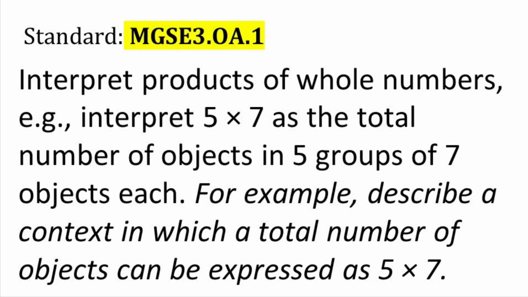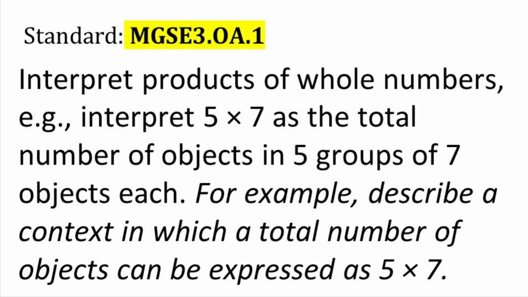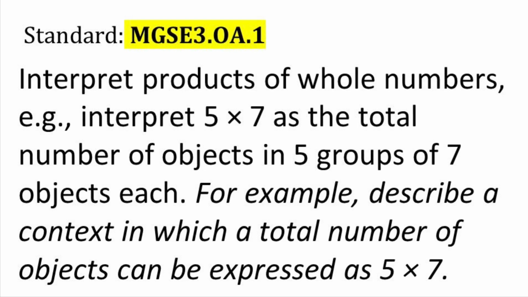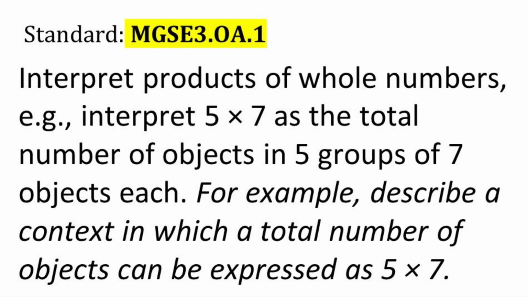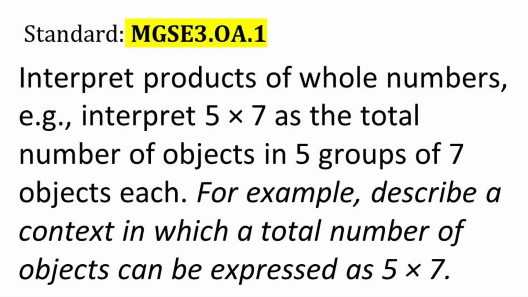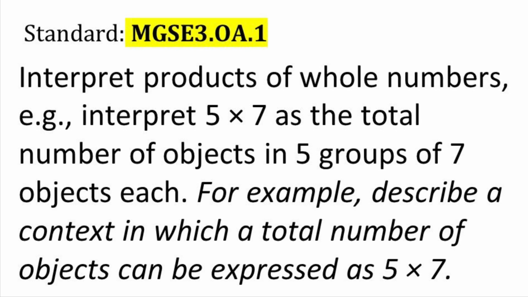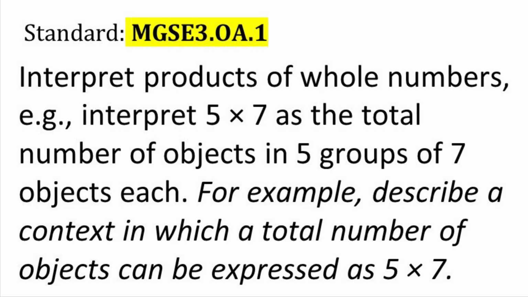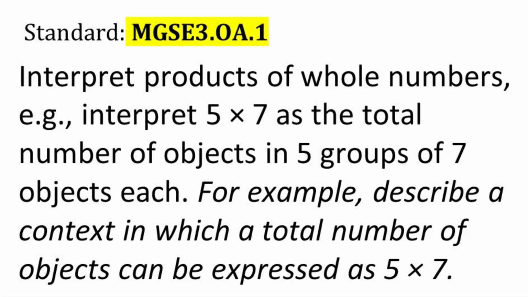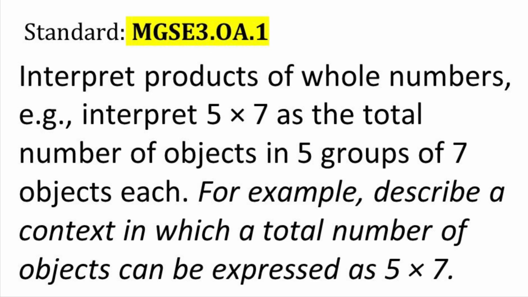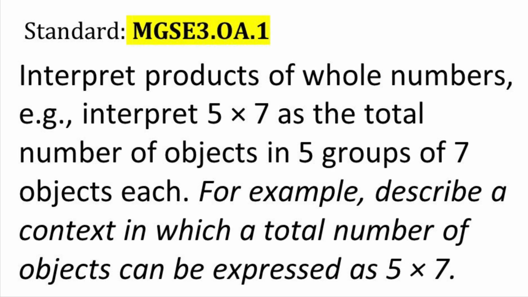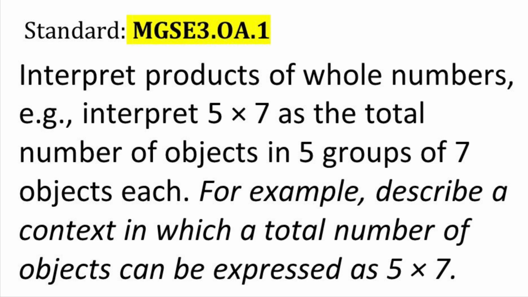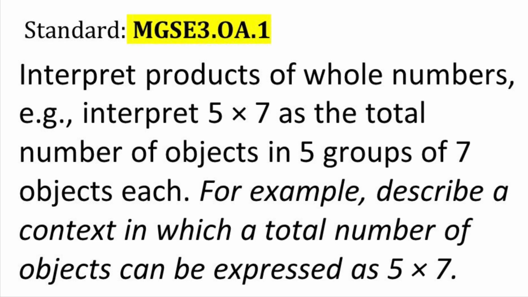Standard MGSE 3.OA.1. Interpret products of whole numbers. For example, interpret 5 times 7 as the total number of objects in 5 groups of 7 objects each. For example, describe a context in which a total number of objects can be expressed as 5 times 7.